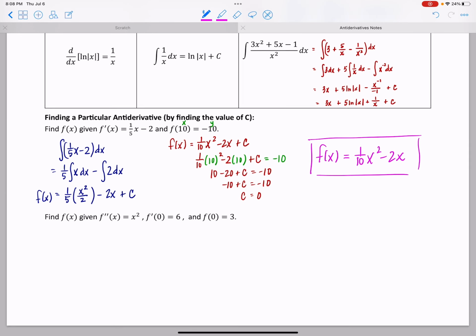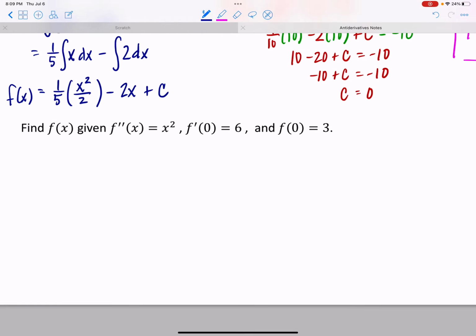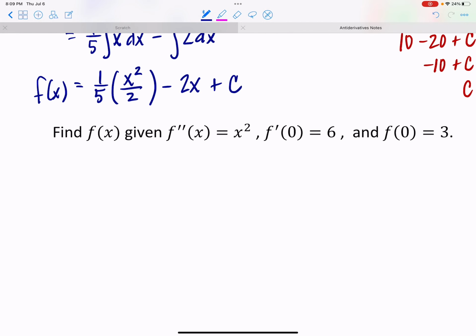Okay? So we're going to try this again, but this time we are not given the first derivative, we're given the second derivative. That's okay. If I integrate the second derivative, I can find the first derivative, and if I integrate the first derivative, I can get to my original function. So that's what I'm going to do. I'm going to start by integrating x squared, and that's going to give me the first derivative. So if I take the antiderivative of the second derivative, I get the first derivative. Alright, so it just backs me up one step here.